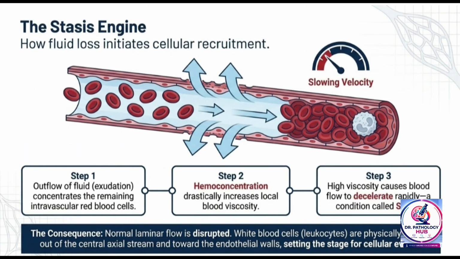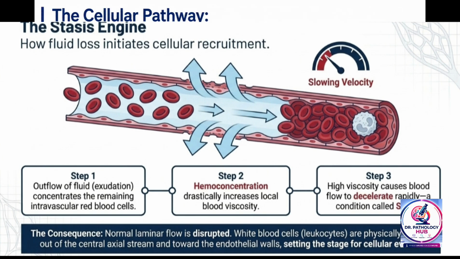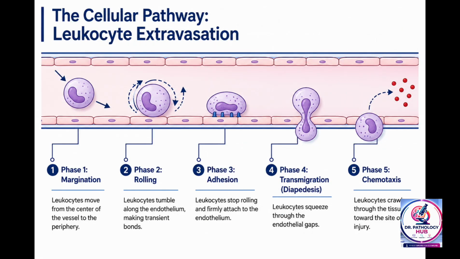As fluid pours out to form that exudate, hemoconcentration takes over. The remaining blood becomes incredibly thick and viscous. This causes blood velocity to decelerate rapidly into stasis. This disruption of normal laminar flow is a crucial turning point. It forces the heavier white blood cells out of the central axial stream, pushing them directly against the endothelial walls. This process is called margination.